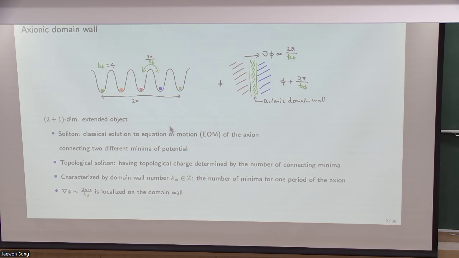And the axionic domain wall can be characterized by the so-called domain wall number, K phi, which is the number of minima for one period of the axion. For example, this potential shows that the domain wall number is equal to 4: 1, 2, 3, 4, and this point and this point are identified. The axionic domain wall is a configuration of the axion, and the gradient of the axion is localized on the domain wall. The strength of the gradient is given by this.